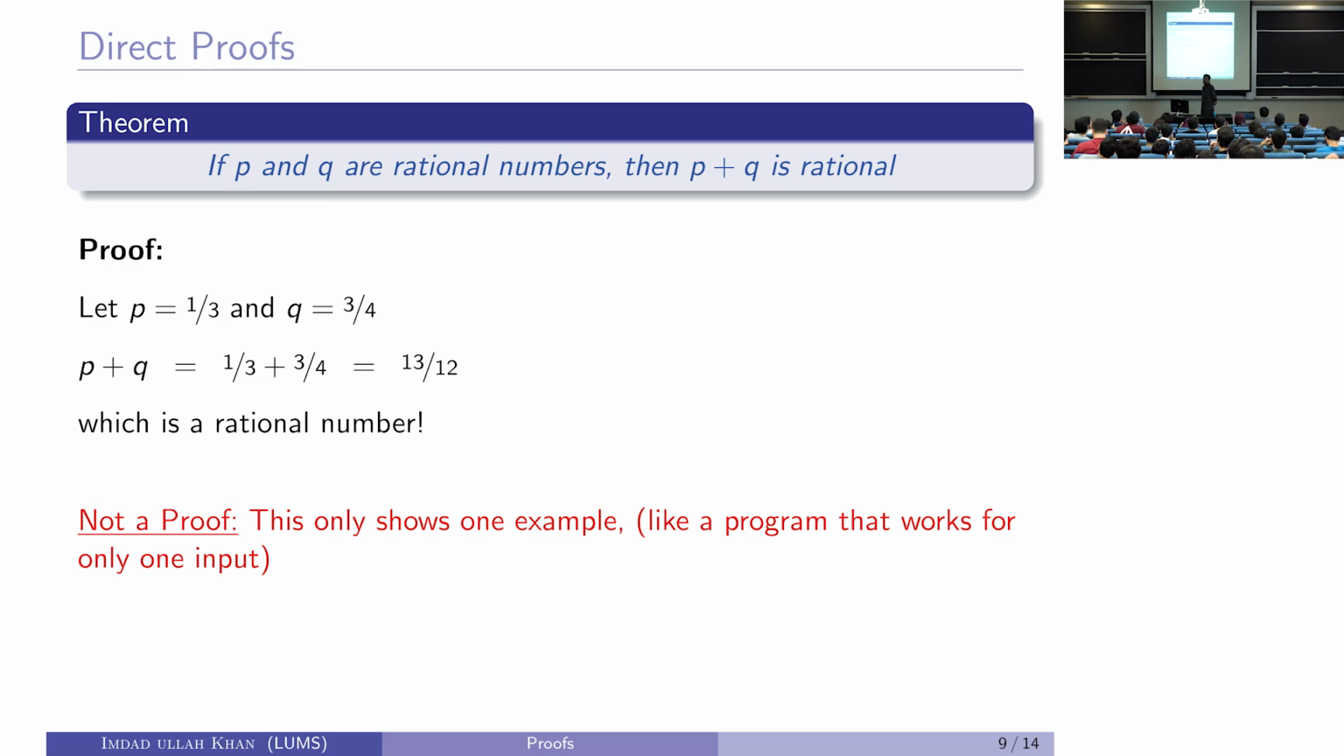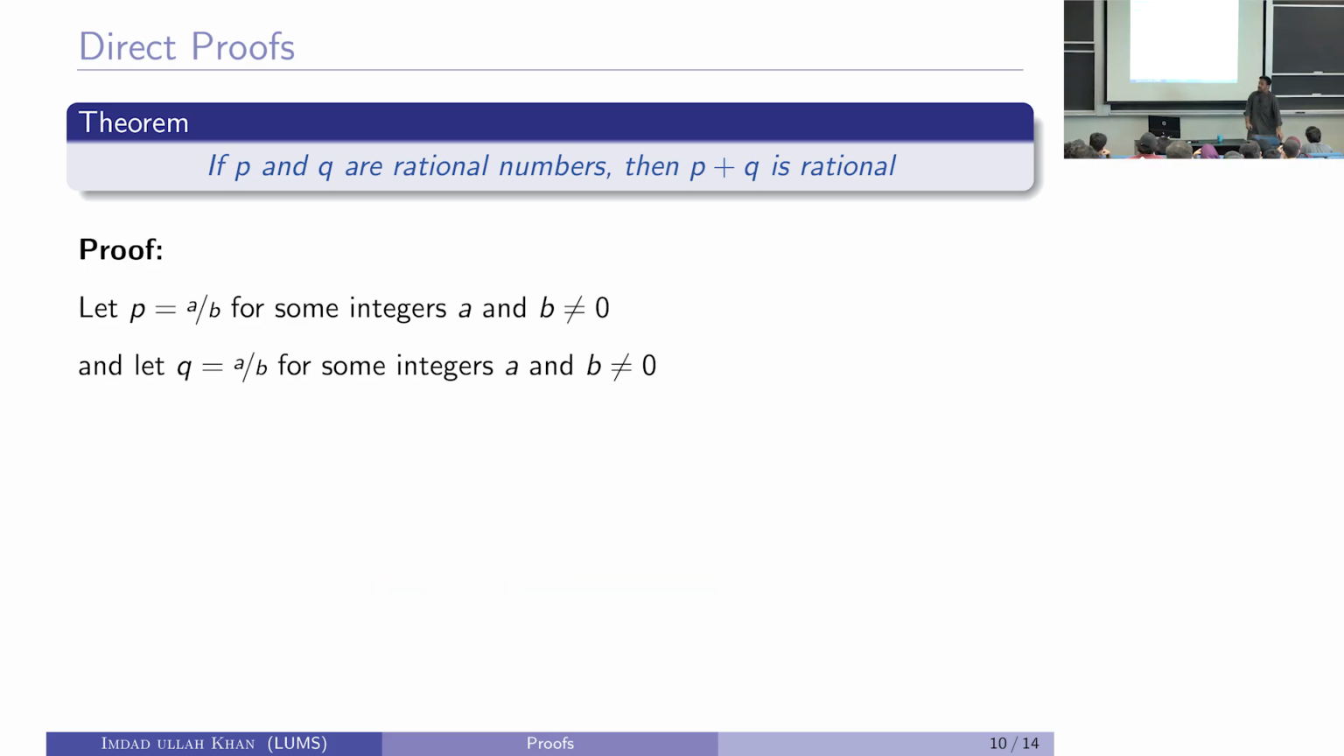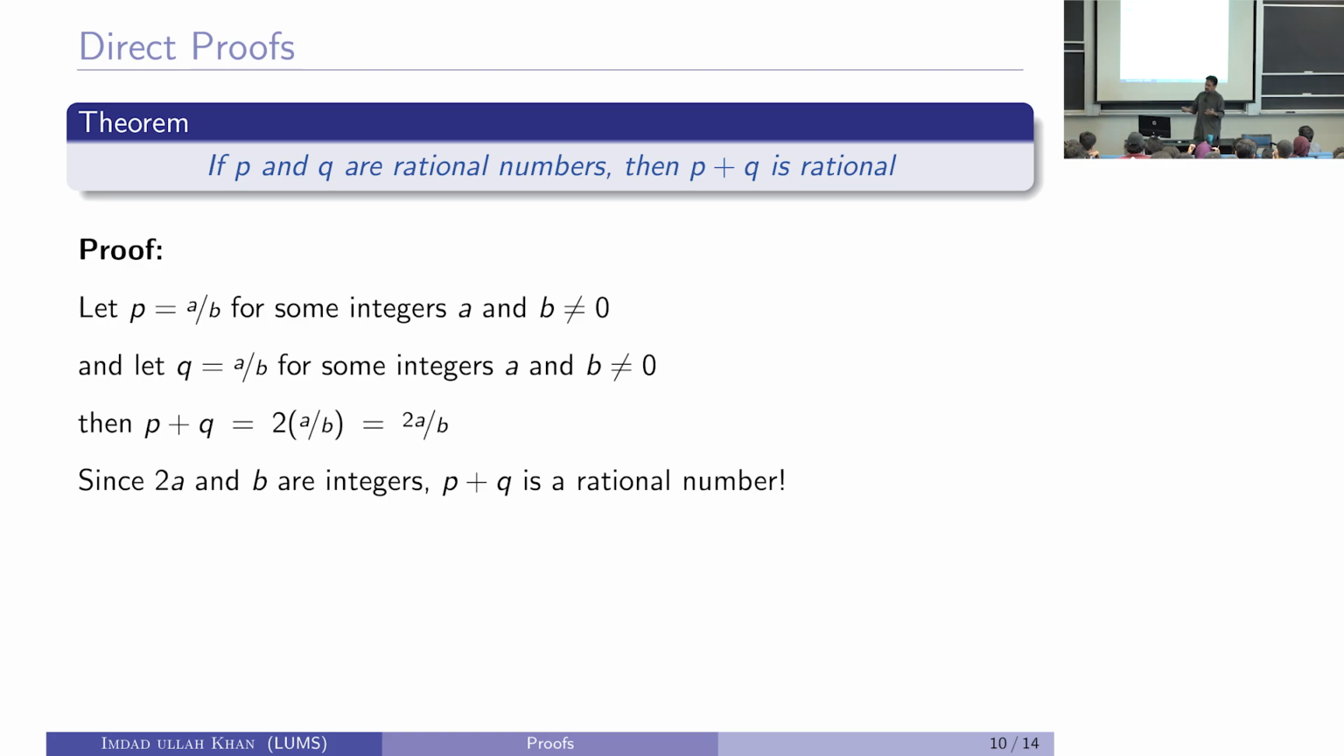So let p be some general rational number a over b, where a is an integer and b is a non-zero integer. So let's say p is a over b and q is a over b, where a is an integer and b is also an integer, but b is not 0, right? So now it's a proper general rational number. So what is p plus q? What is a over b plus a over b? It is 2 times a over b, right? So b is the LCM or whatever you do.